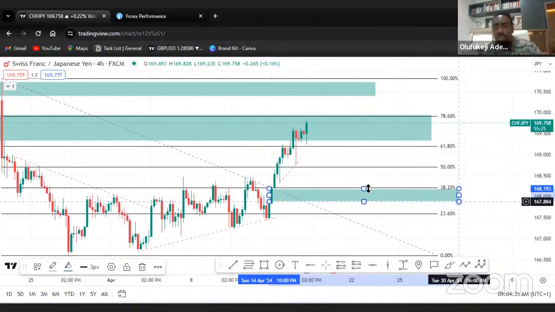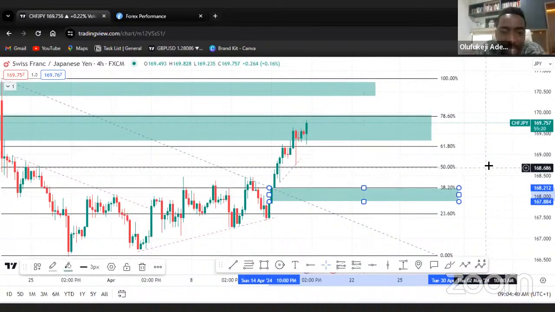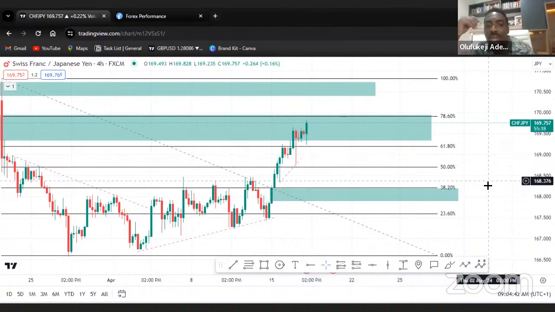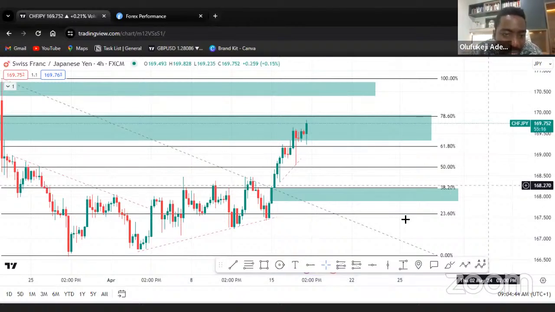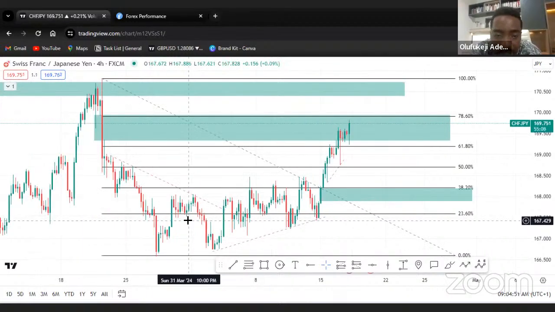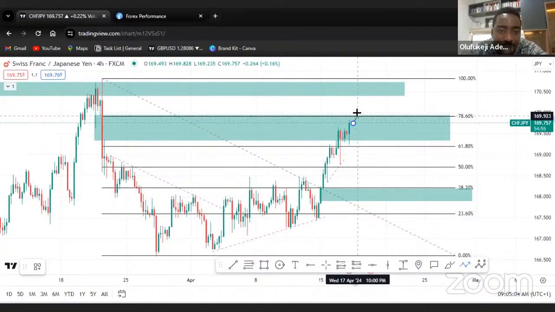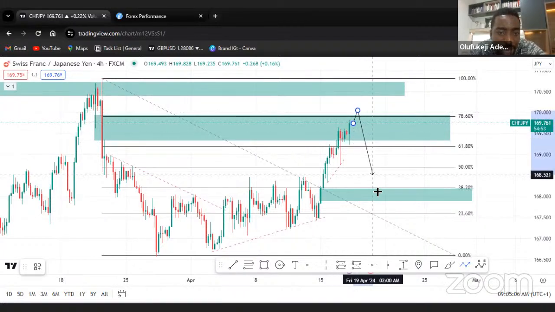So what are we trying to say? We've shown you the liquidity to the upside, and we have now shown you the liquidity to the downside. There's a fair value gap at 168, and there's diagonal liquidity below 168. What am I expecting? I'm expecting price to tap into the 170 level plus or minus, and when it taps into it, I'm expecting it to break down to the downside.